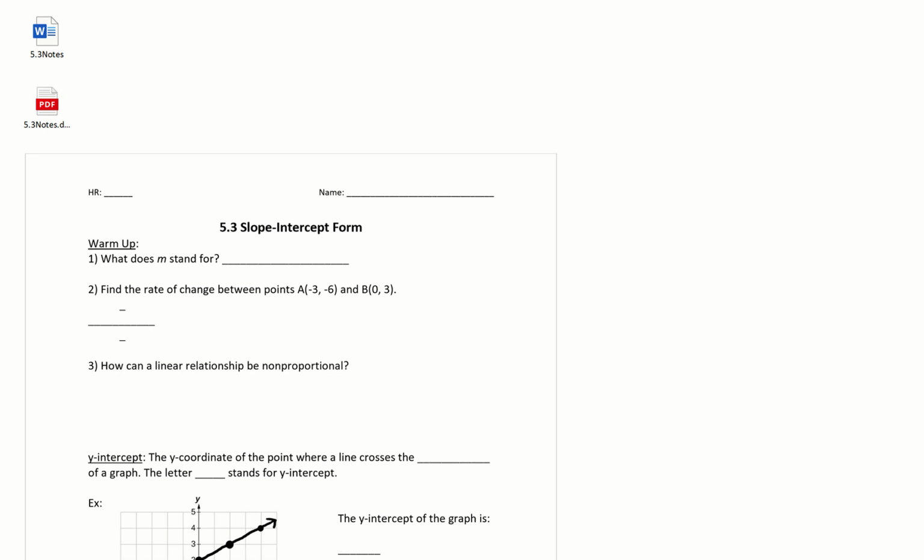On your paper, on your notes page, you should have the warm-up numbers 1, 2, and 3. I want you to go ahead and do those 3 problems on your own. So pause the video, do those real quick, and then resume the video once you've got those done.